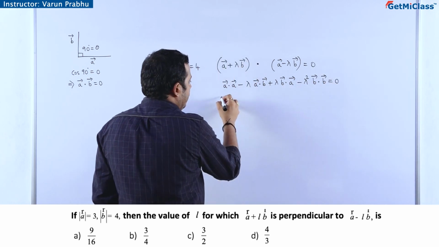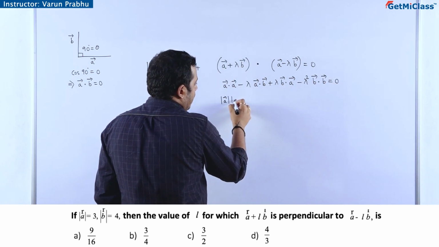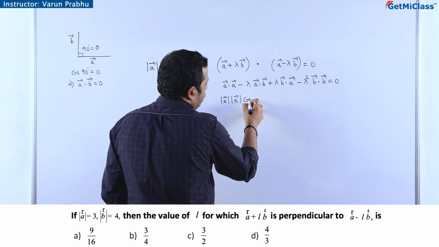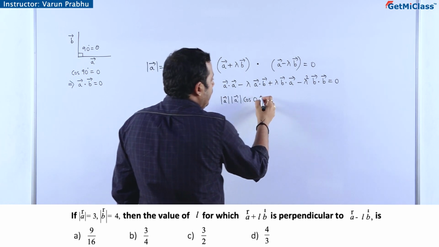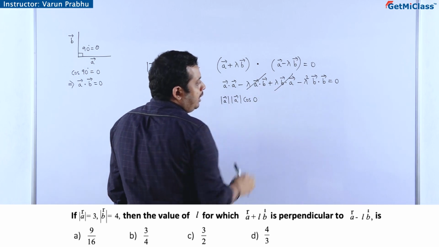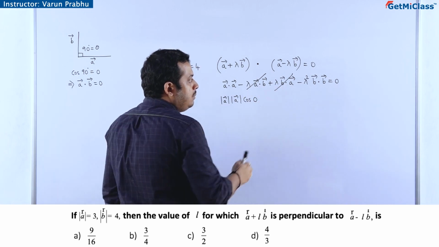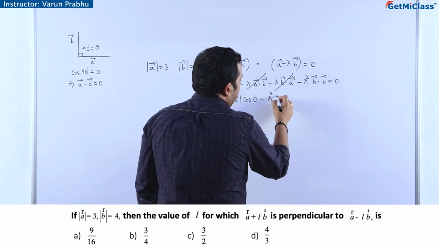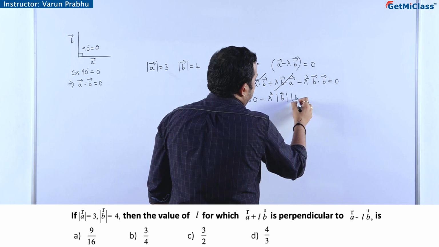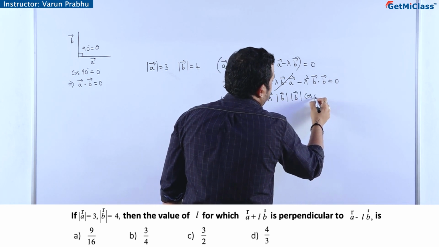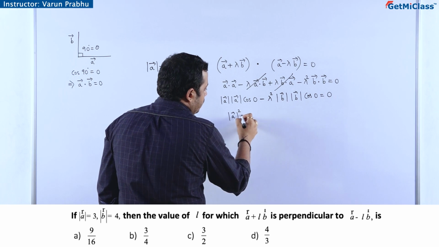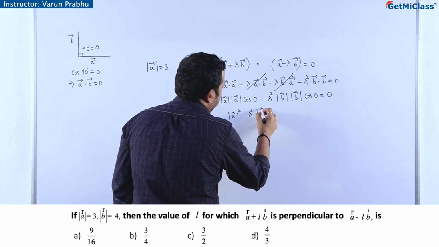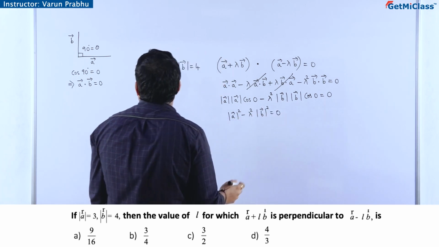to 0. So I can say this is nothing but magnitude A times cos of how much? Between the same two vectors, angle is 0, and dot product obeys the commutative law. So A dot B and B dot A is the same, so it gets cancelled. Minus lambda square into magnitude B into cos of 0, that is equal to 0. So magnitude A the whole square minus lambda square times magnitude B square, that is equal to 0.